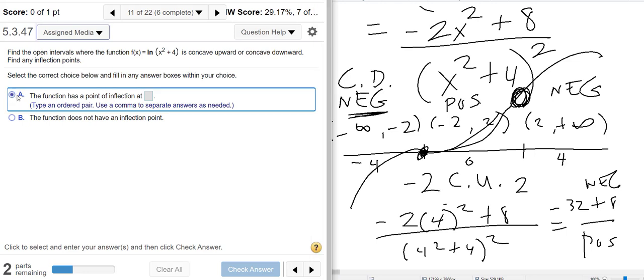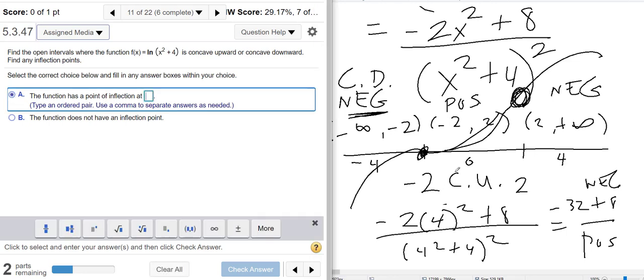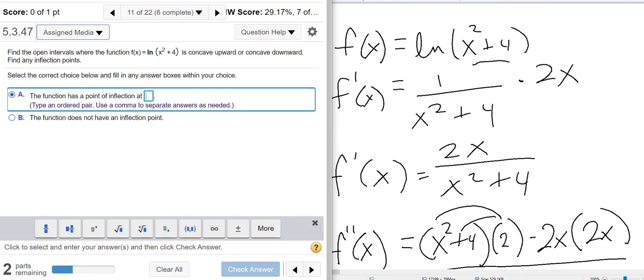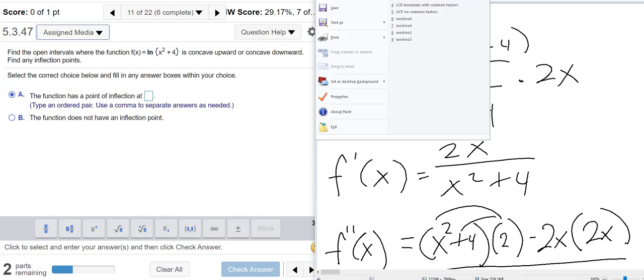So the function has inflection points at, well, there are two of them. We've got to evaluate the function at negative 2 and 2. So I'm going to create a little space here.